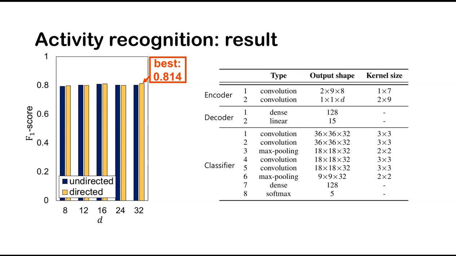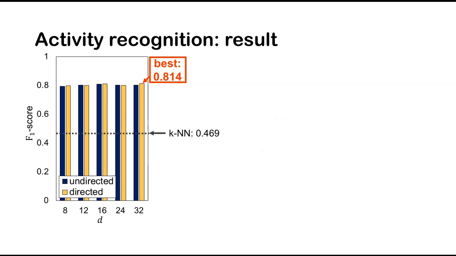The graph on the left side shows the F1 score for different values of d, and we tested both directed and undirected cases. Our method records the best performance, which is 0.814, using the directed connectivity when d is equal to 32. When we tried the K nearest neighbor, the F1 score is only 0.469.